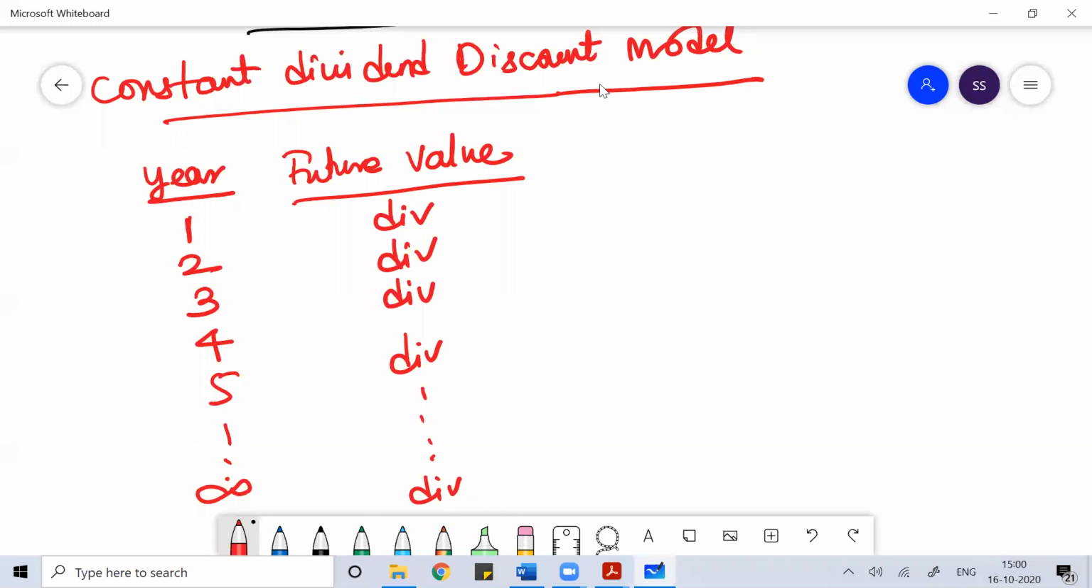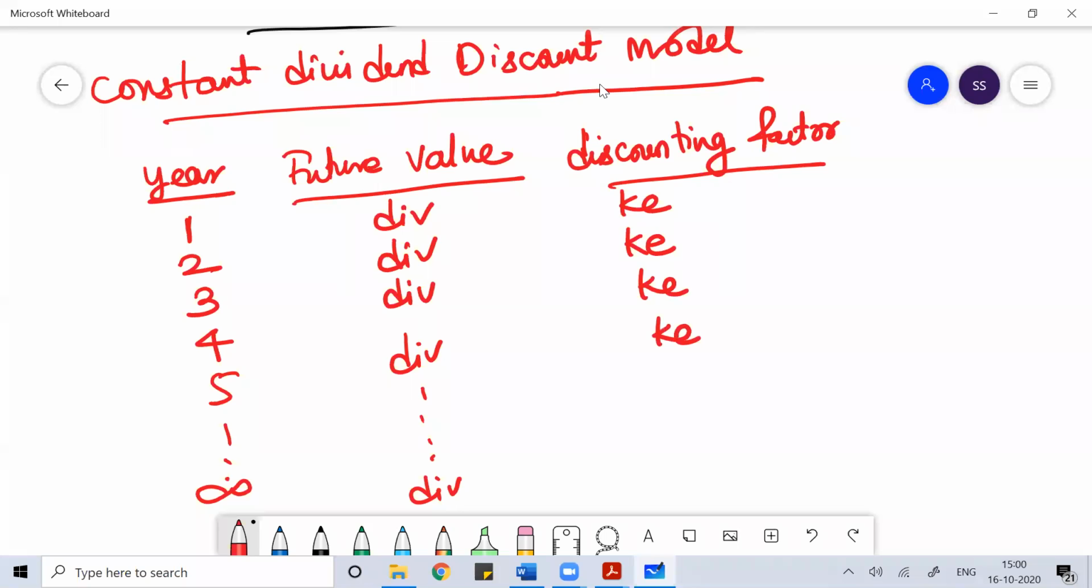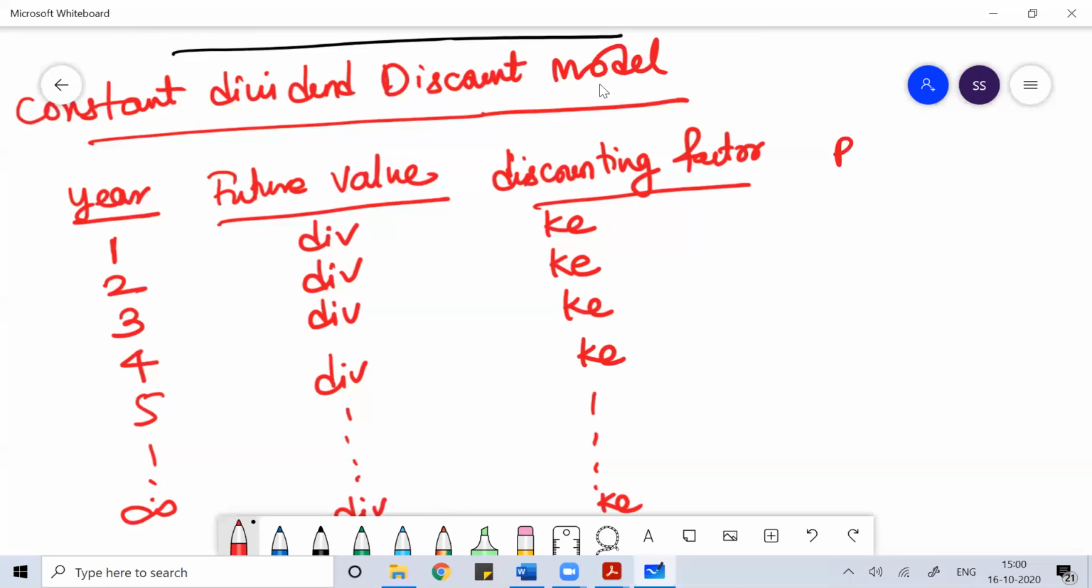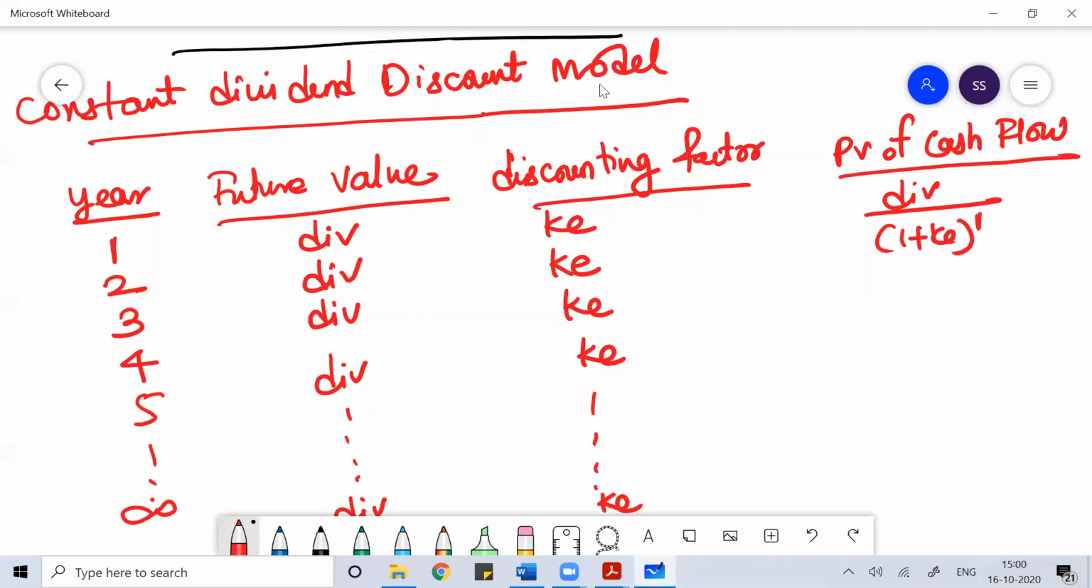And what you can do is apply the discounting factor: you can discount this with the cost of equity. Okay, KE means cost of equity, KD means cost of debt. If you discount this with the cost of equity, the present value of the cash flow you are getting would be dividend divided by 1 plus KE to the power 1. This would be the present value of the cash flow for year 1.